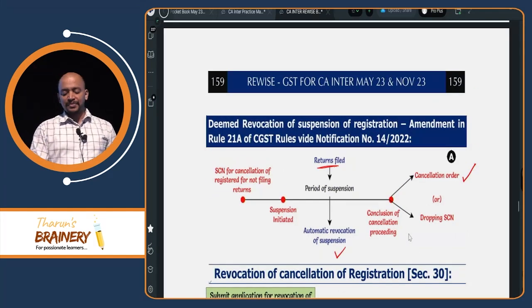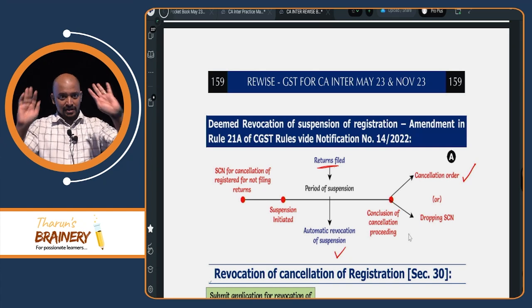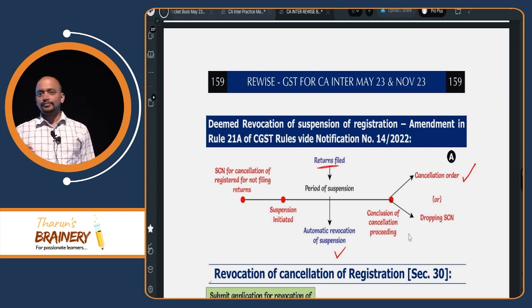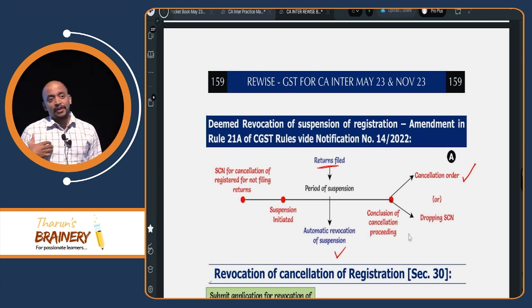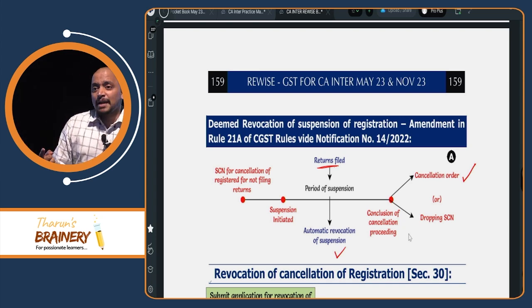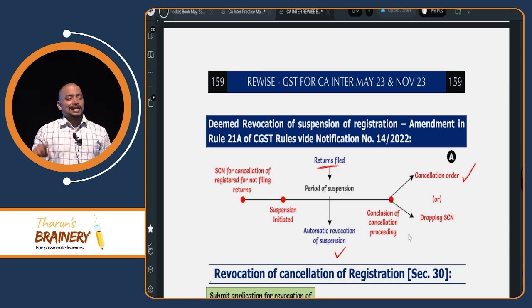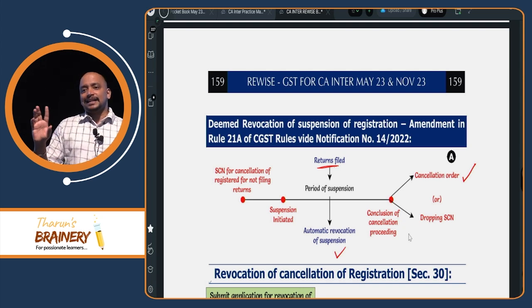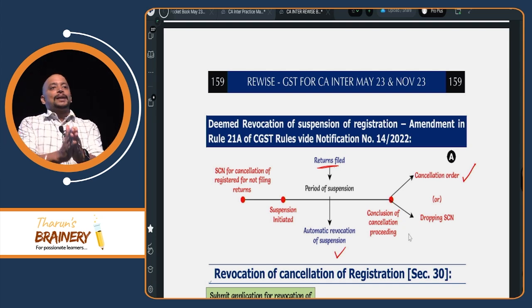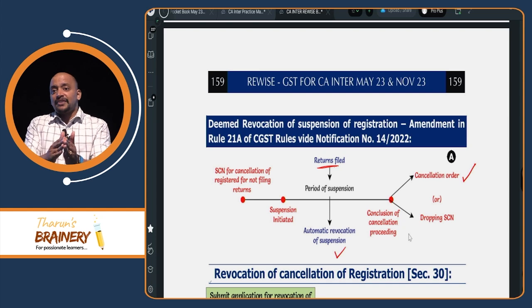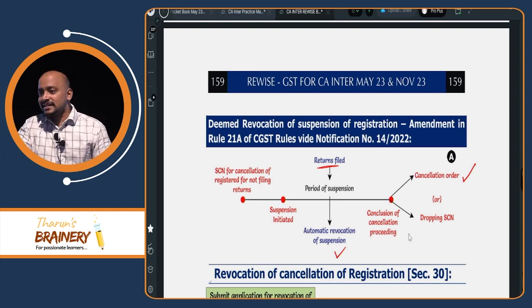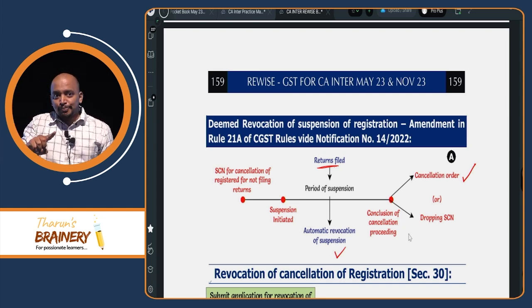First what will happen? Once we completed registration, we will make an application for revocation within the time limit of 30 days, plus 30 days by additional or joint commissioner, plus 30 days by commissioner. Once we make the application for revocation, thereafter the proper officer will take 30 days for what? Either to pass an order for revocation or to give a notice.